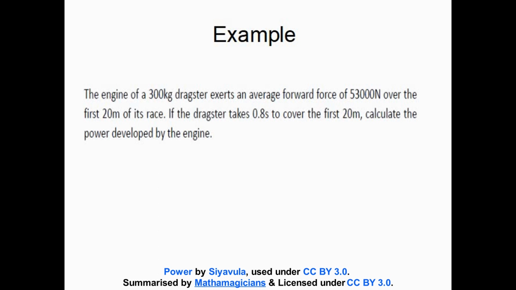Hello everyone, let's have a look at another power example that is on your screens. The engine of a 300 kilogram dragster exerts an average forward force of 53,000 newtons over the first 20 meters of its race. If the dragster takes 0.8 seconds to cover the first 20 meters, calculate the power developed by the engine.